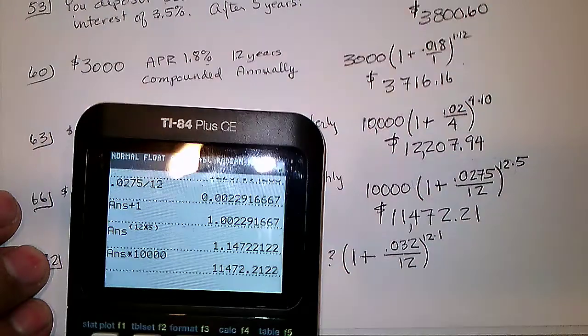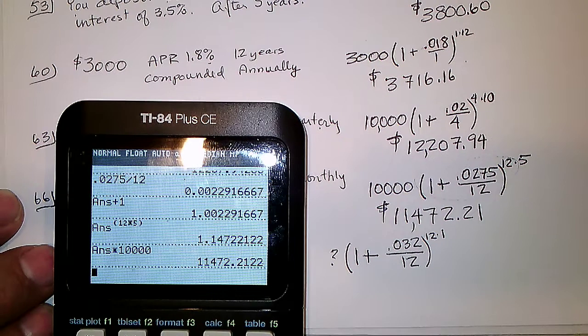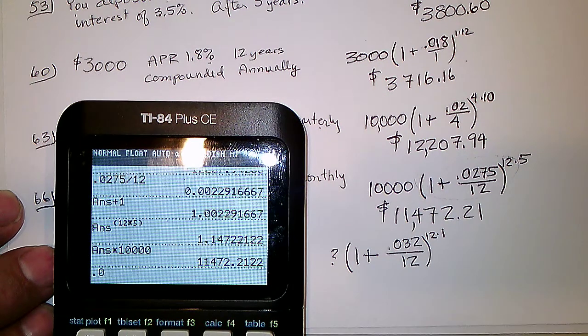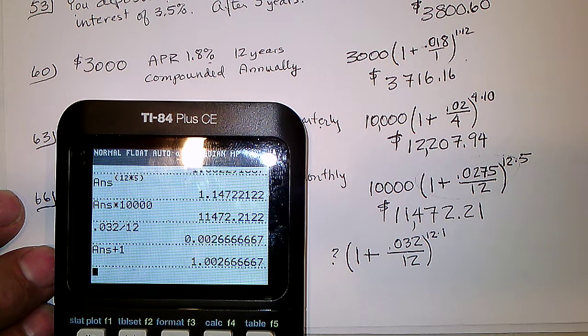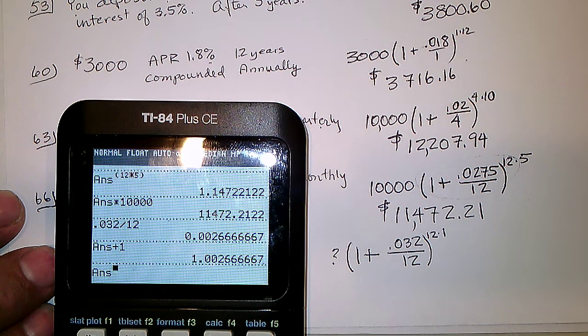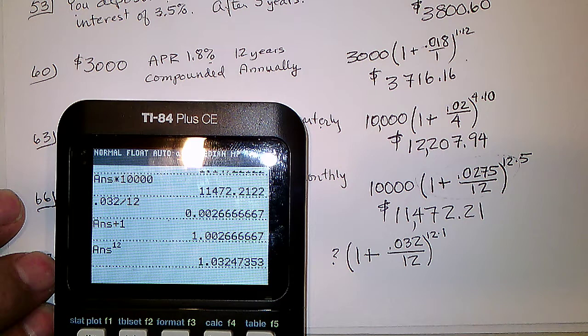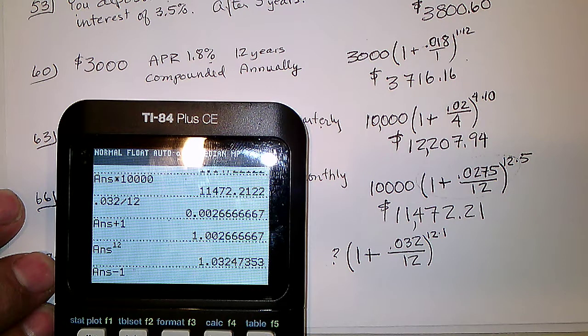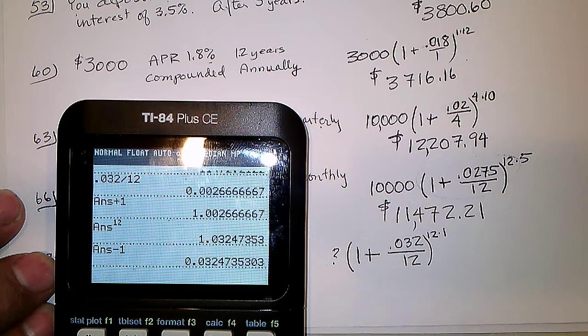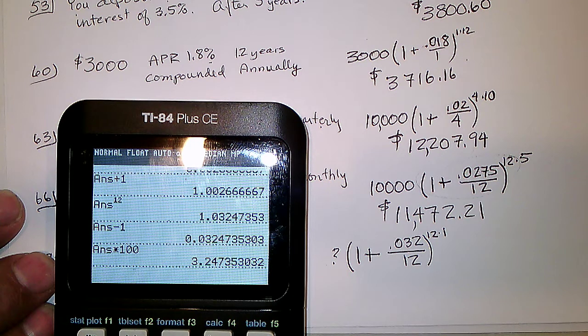So I'm going to work that out. I have 0.032 divided by 12, add the 1, take it to the 12 months, not 13, 12. And now the yield is going to be the percentage besides the 100%. So subtract the 1 off again, and that's my yield if I take it times 100. And my annual percentage yield is 3.2473%.